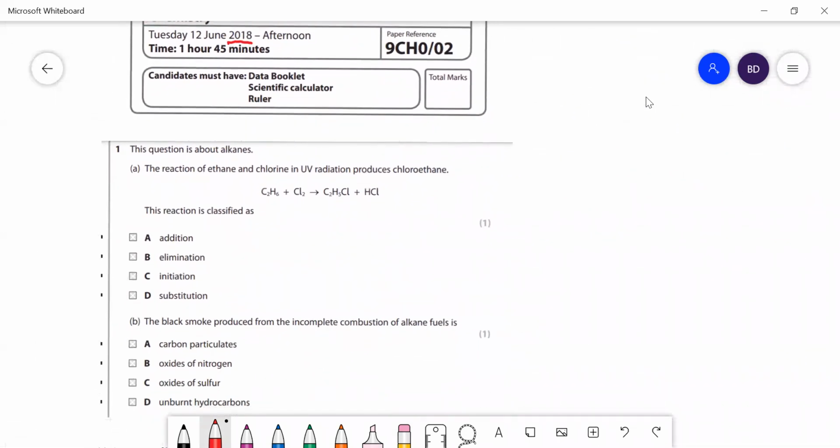The reaction of ethane and chlorine in UV radiation produces chloroethane. Okay, so this, of course, is a free radical substitution reaction. So that is the answer there. You're swapping chlorines for hydrogens on the alkane.